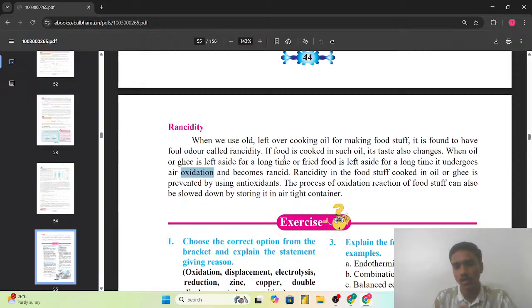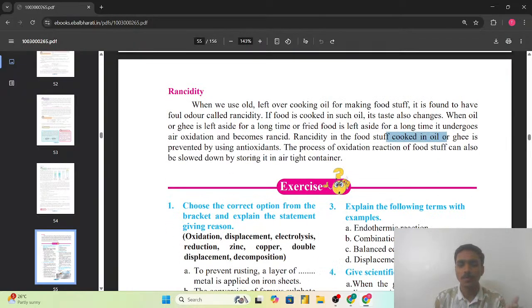Also, we have seen earlier, rancidity in the food stuff cooked in oil or ghee is prevented by using antioxidants. So antioxidants are used to prevent such rancidity which occurs in cooked food or ghee. So we can prevent it using antioxidants. The process of oxidation reaction of foodstuff can also be slowed down by storing it in an airtight container.